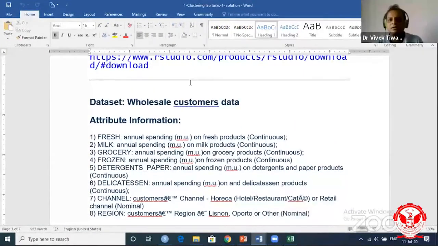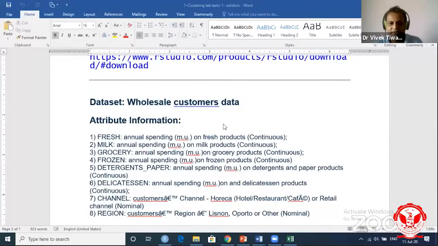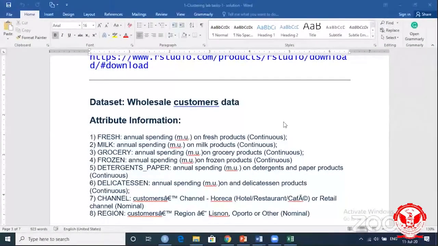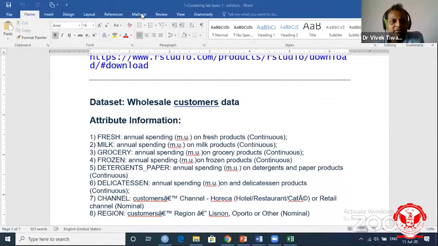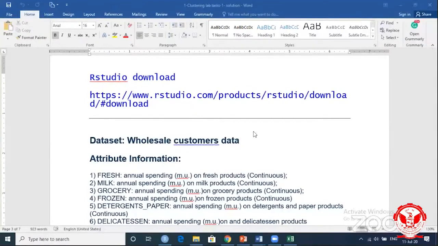Okay. So I think the first lecture was taken by Mr. Amit Jain. I hope he has demonstrated the very initial commands of R, like getwd, setwd, and the basic fundamentals. So I'm not going into a detailed discussion of how to download R Studio, how to install it, how to run it. No need, sir.